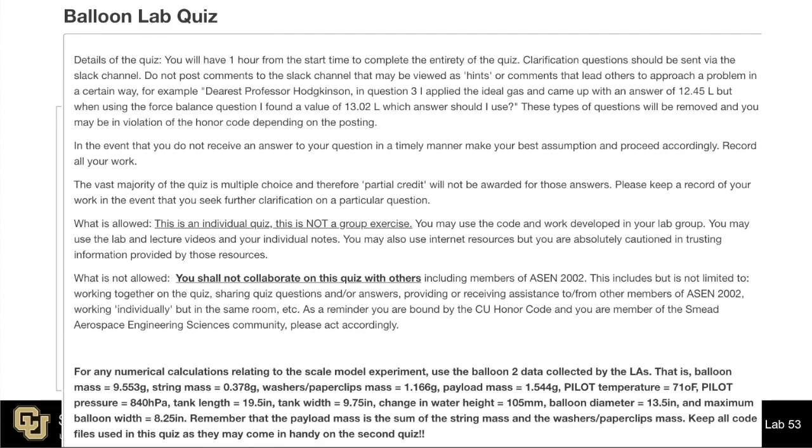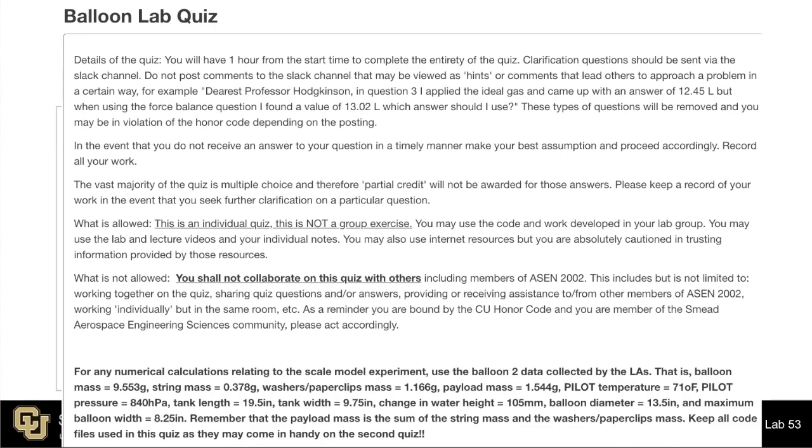The quiz will be mostly multiple choice, but there is one question that asks for a file upload, so make sure to have a pencil or pen and a piece of paper handy, as well as a device to upload a picture of a drawing. You can also upload directly from a tablet. We will use the Balloon 2 data from the LA experimental video for the questions that deal with the scale model balloon. You may have used different numbers for your scale model development, but please use the provided values so your answers are consistent with the choices provided in the quiz.